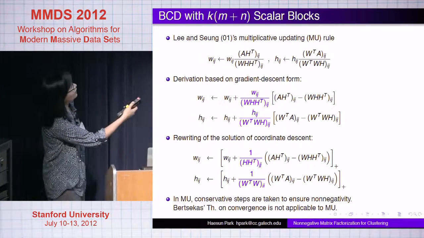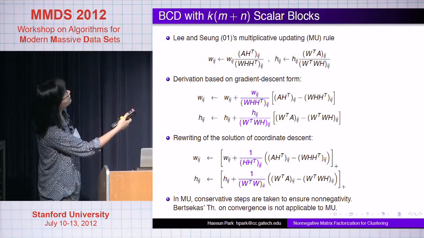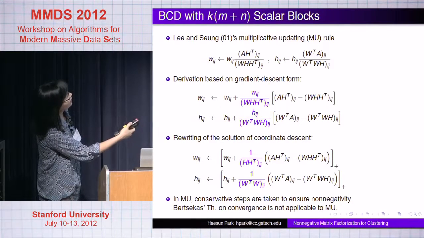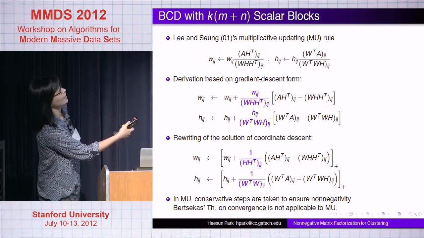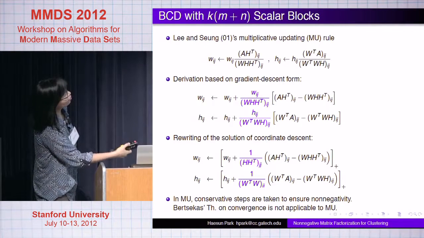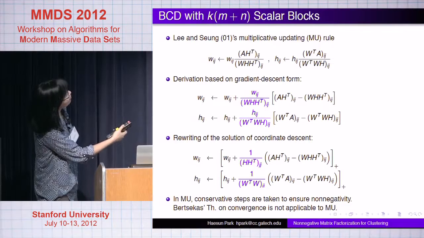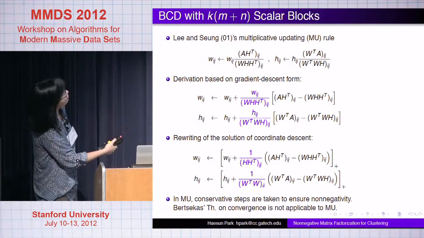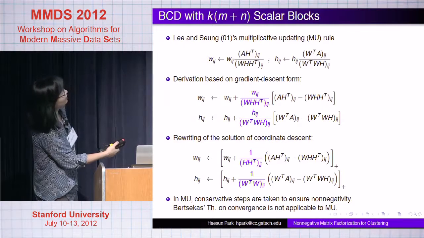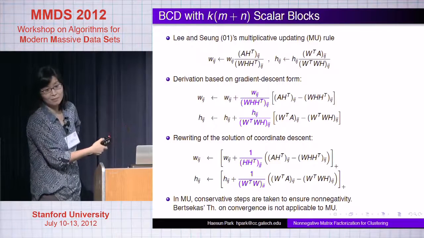Okay, so how about multiplicative updating algorithm? It looks like this, but if you rewrite it in this gradient descent form, it looks like there's this current one, and then there's a negative gradient, and it's choosing this step size. And if we write our scalar coordinate descent method, then this is the solution, and this plus means if this solution is negative, then we just set it to be zero. So this allows us to compare these two, and then we can see that this multiplicative updating algorithm uses conservative steps so that non-negativity is always imposed.